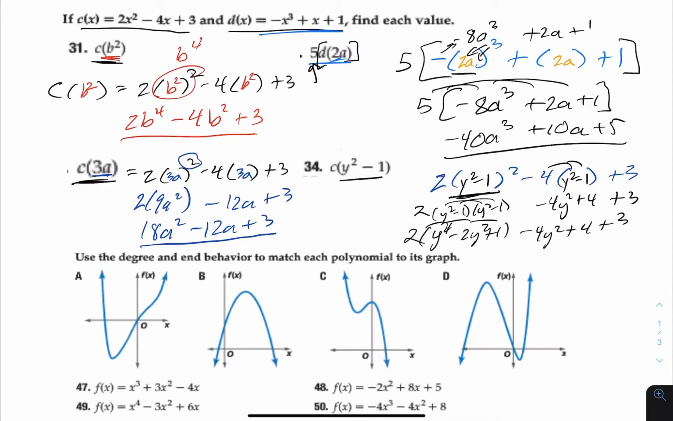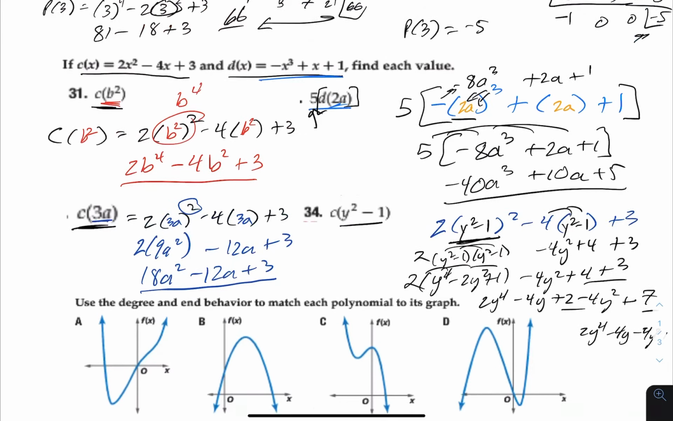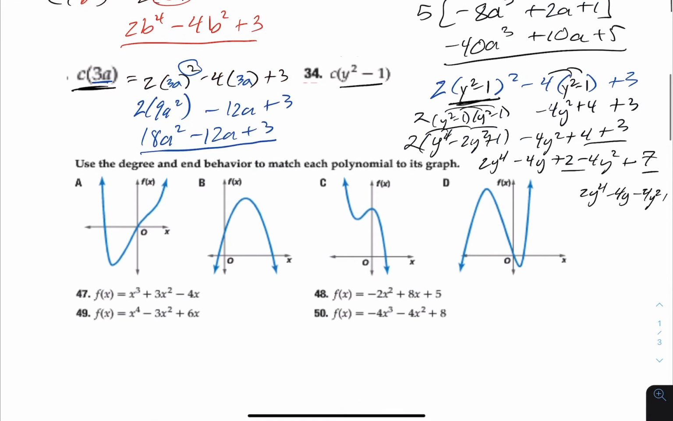Distribute, so I get 2y to the 4th minus 4y squared plus 2 minus 4y squared plus 7. I guess I could add these two up also. So that's 2y to the 4th minus 4y squared, I should have put that in front, plus 9. So that's what I get. We're kind of out of space there.